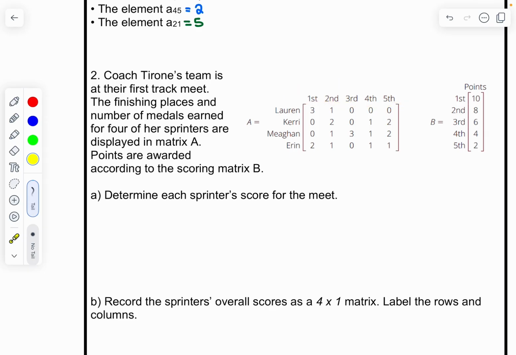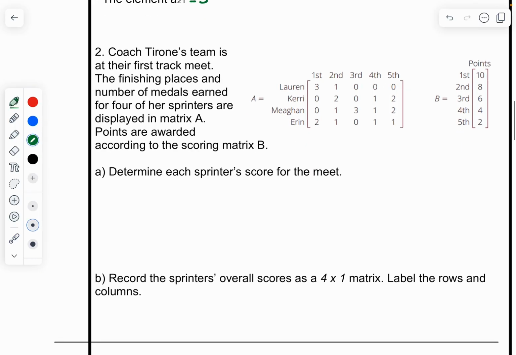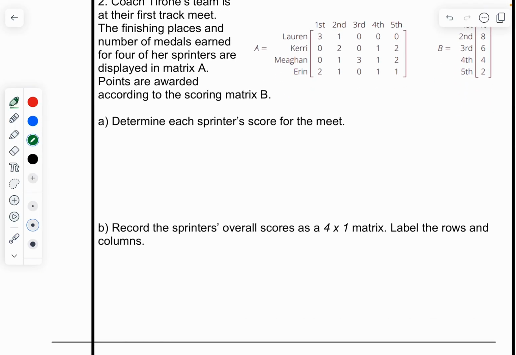Then in matrix B, that tells us the points. So they get 10 points for 1st place, 8 points for 2nd, 6 for 3rd, 4 for 4th, and 2 for 5th. What we want to do is determine each sprinter's score for this track meet. So let's start with Lauren. I'm going to use L for Lauren.